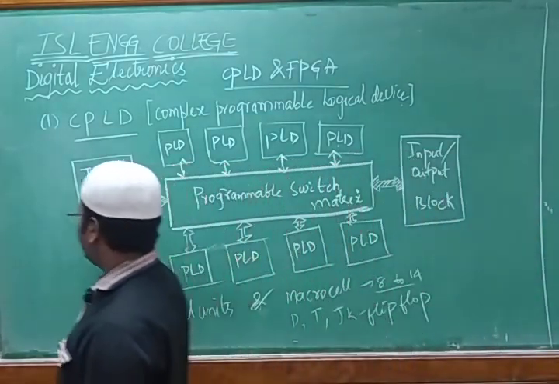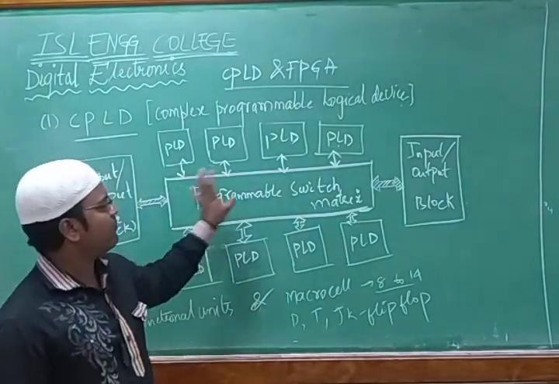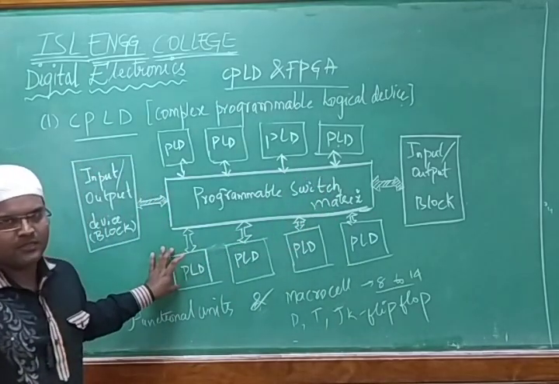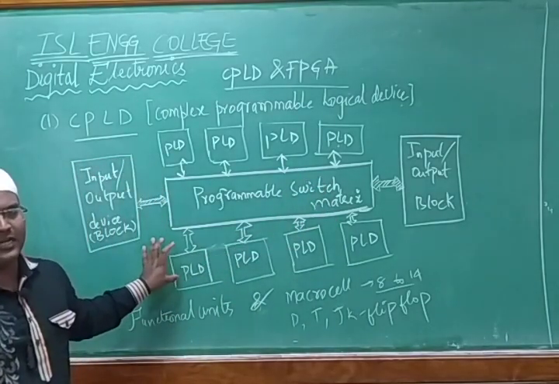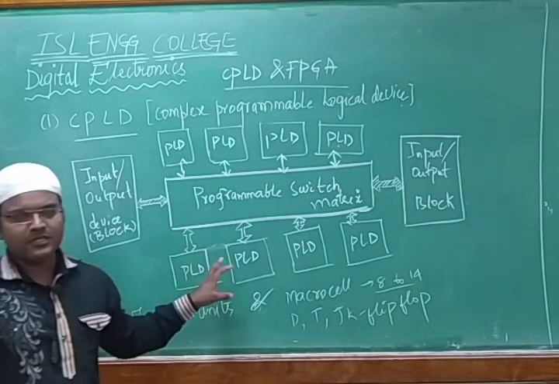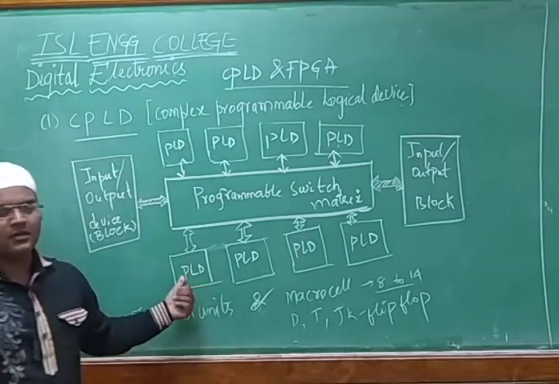By using this input block, it is going to pass the instructions to the programmable switch matrix. Over here it has a number of PLDs. So what is the use of PLDs, students? PLD is nothing but programmable logic devices, right? That means it's not taking a single logic, it's taking an array of logics. So PLD means it has two concepts.